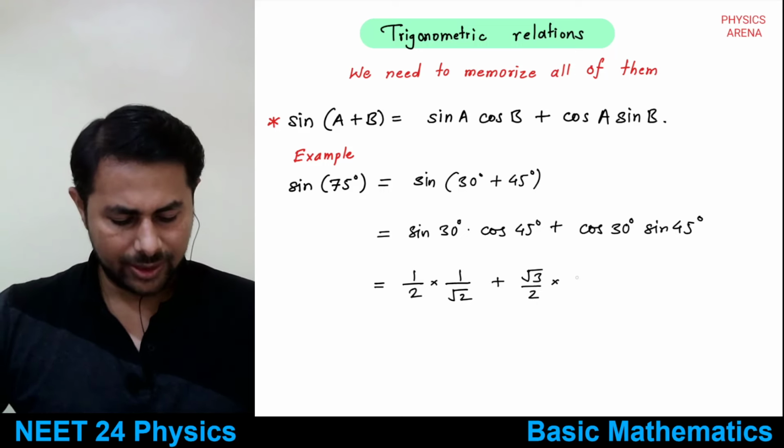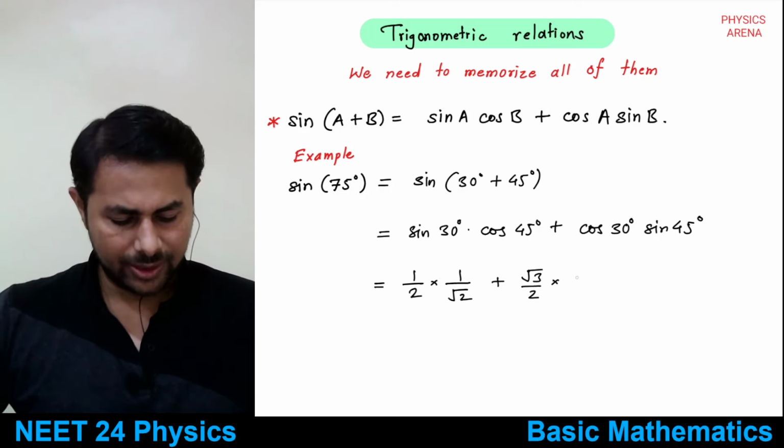So this is sine of a minus b. Then, is this clear, everyone? All right, good. So then you have other relations. Cos of a minus b is equal to cos a cos b plus sin a sin b, and cos of a plus b is cos a cos b minus sine a sine b.